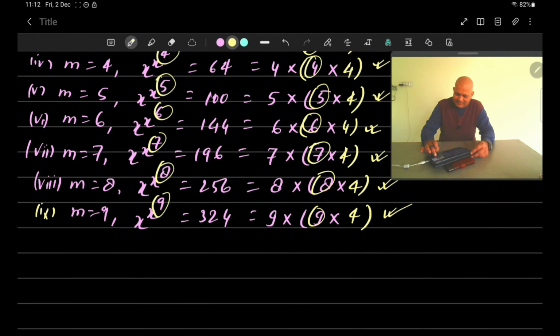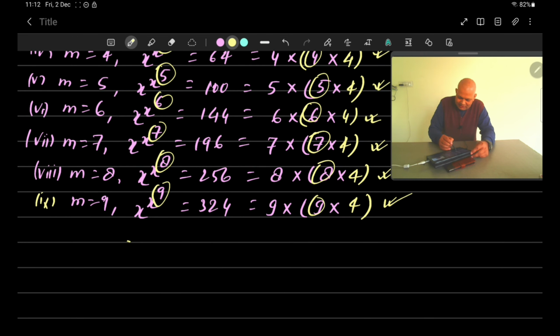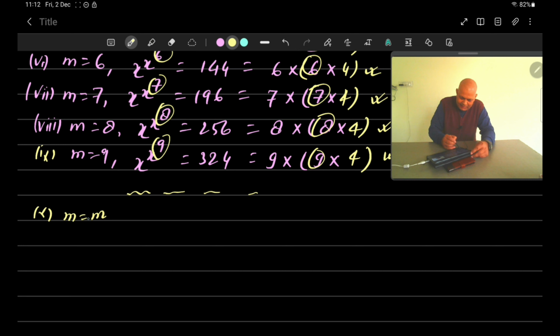Okay, my dear students? And so we can generalize it. We can generalize it. If m equals m, then the question will become x to the power m, and that can be written as m times this fixed 4.